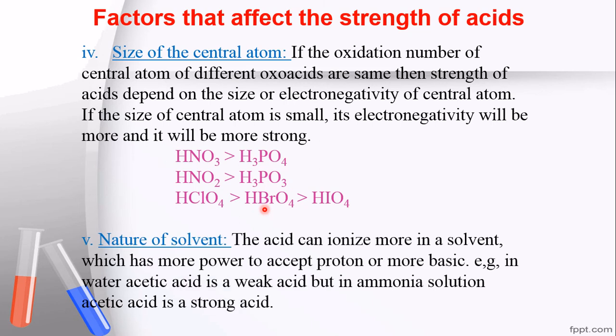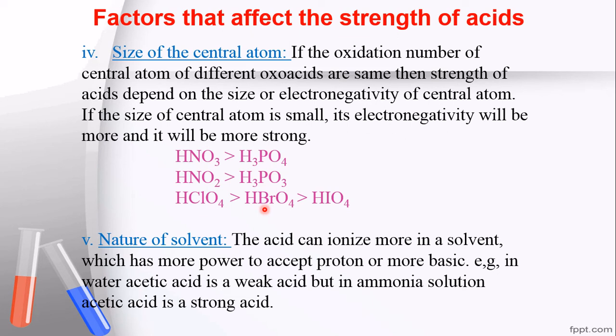Now, another factor is the nature of the solvent. We know the acid is dissolved in water. That means we see the acid in aqueous solution. Here water acts as a solvent. Now when acid and water are there, the acid donates its proton to water, and by accepting this proton, water acts as a base. But you know the tendency of accepting protons is less for water. Why? Because water is a weak base.